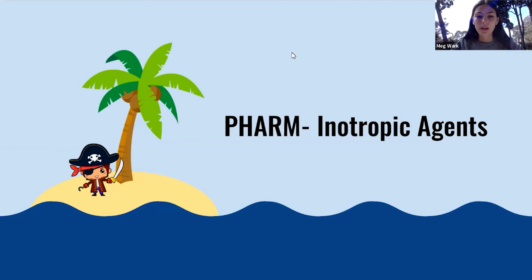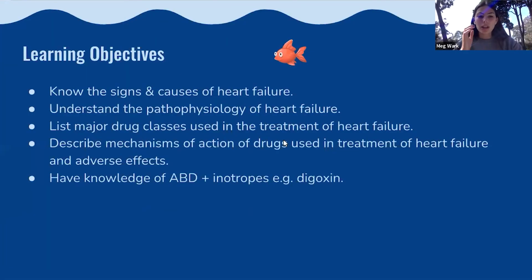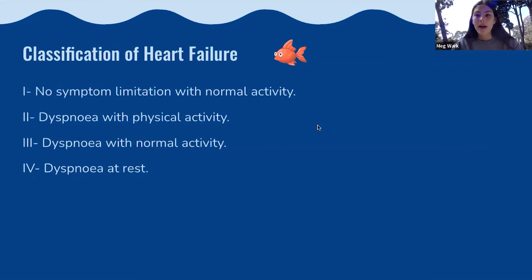So I'm going to be going through some inotropic agents to begin with. The learning objectives for this lecture are to know the signs and causes of heart failure, to understand the pathophysiology of heart failure, list major drug classes used in the treatment of heart failure, describe the mechanisms of action of these drugs and their adverse effects, and have knowledge of ABD and inotrope. So ABD is just the acronym for the different classes of drugs we use for heart failure.